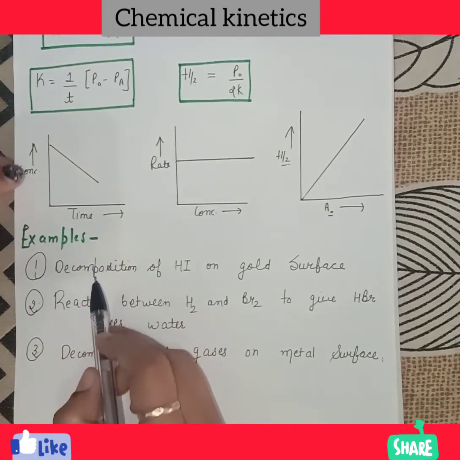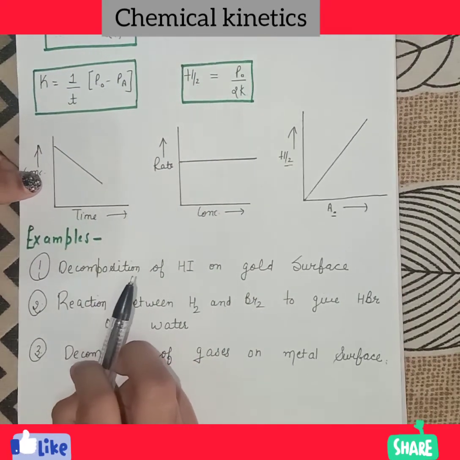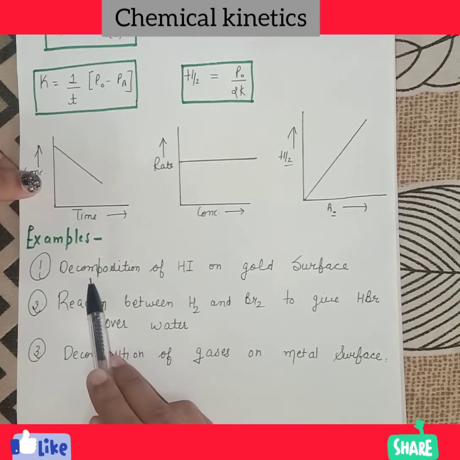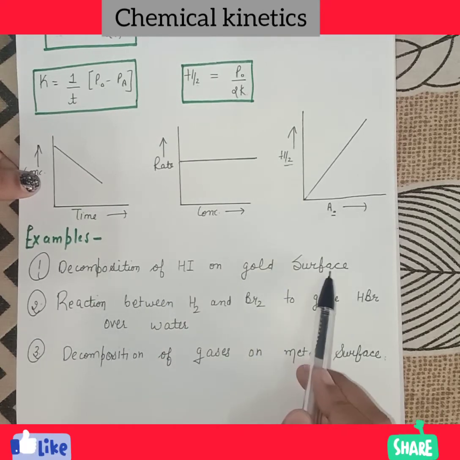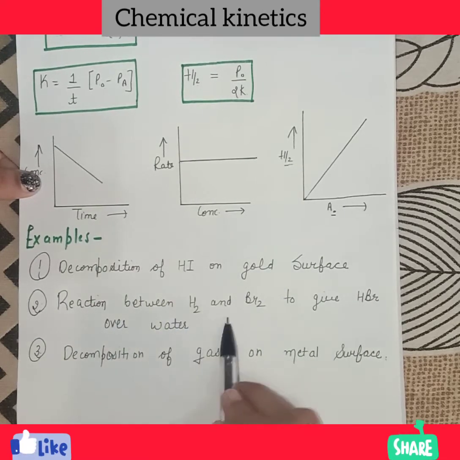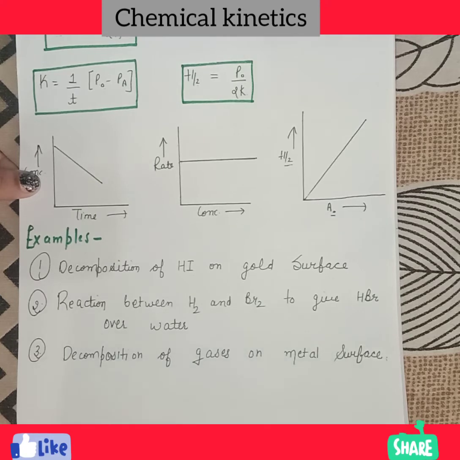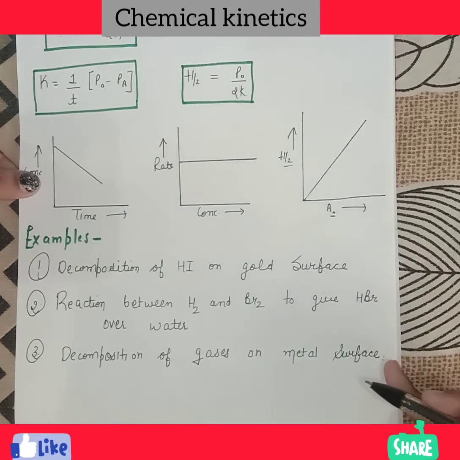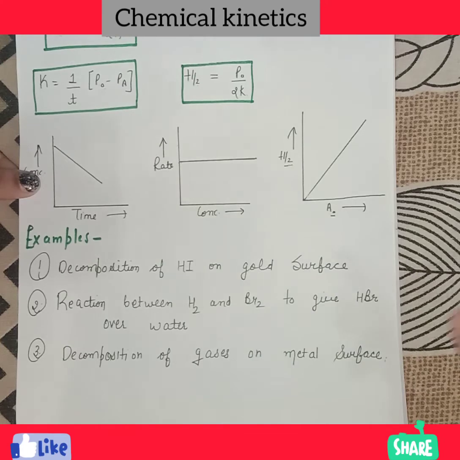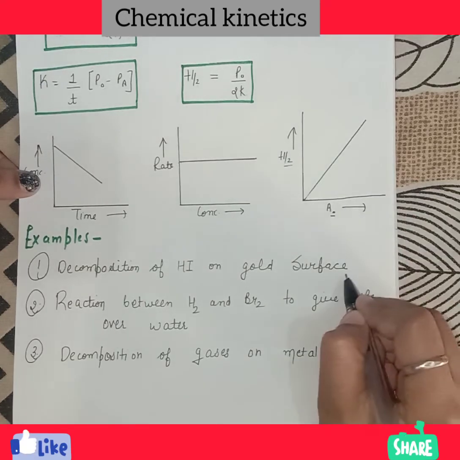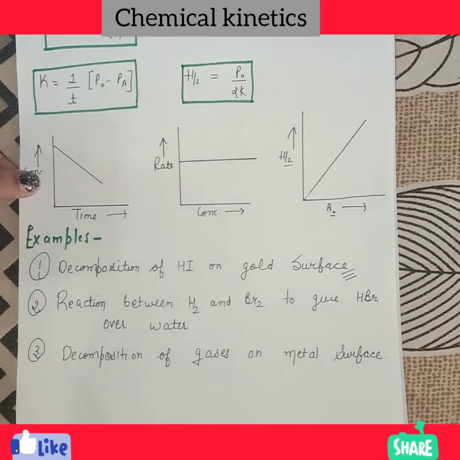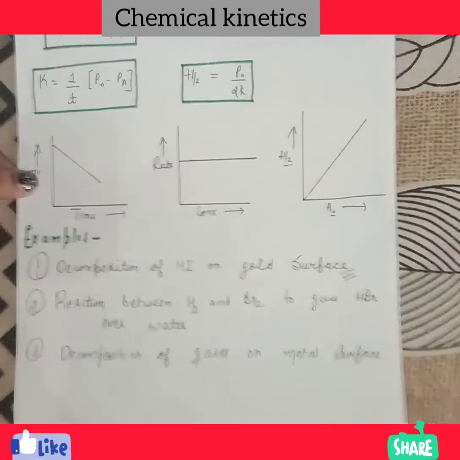Here are a few examples of zero order reaction. These are very important examples. First is decomposition of HI on gold surface, reaction between H2 and Br2 to give HBr over water, decomposition of gases on metal surface. These examples you have to learn, because in many cases examples are given and asked which order reaction this example has. Okay, so you have to learn these examples.